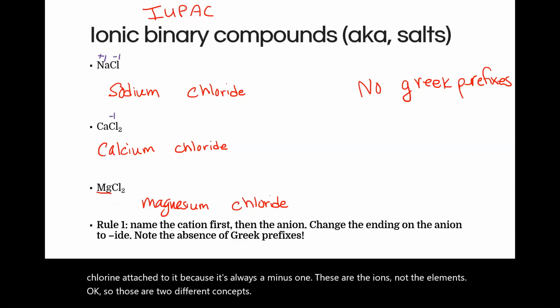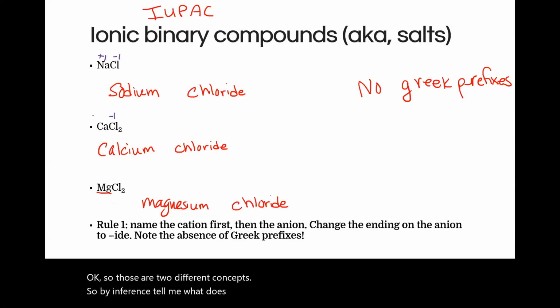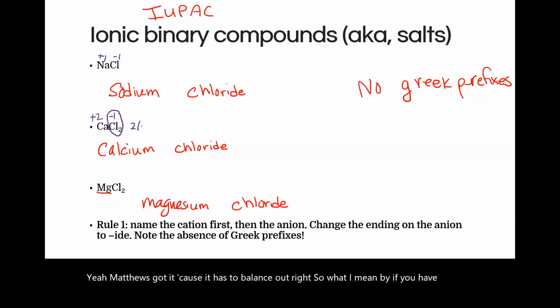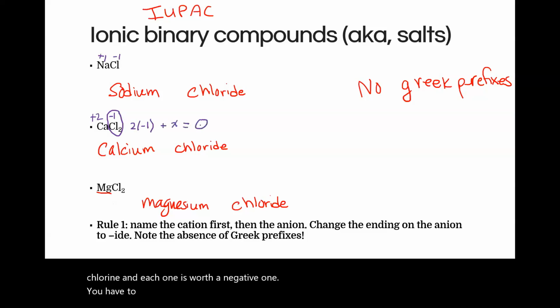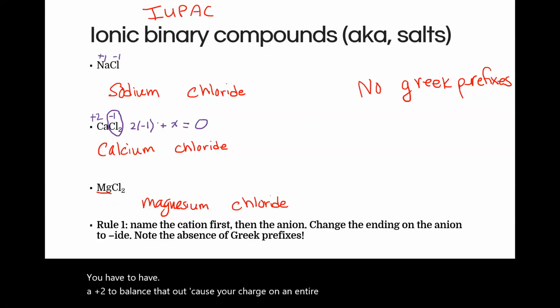So those are two different concepts. So by inference, tell me, what does calcium typically have? What charge? Yeah, Matthew's got it, because it has to balance out, right? So what I mean by that is if you have two chlorine and each one is worth a -1, you have to have a +2 to balance that out, because your charge on an entire ionic molecule is 0. So here our X represents the charge calcium has.